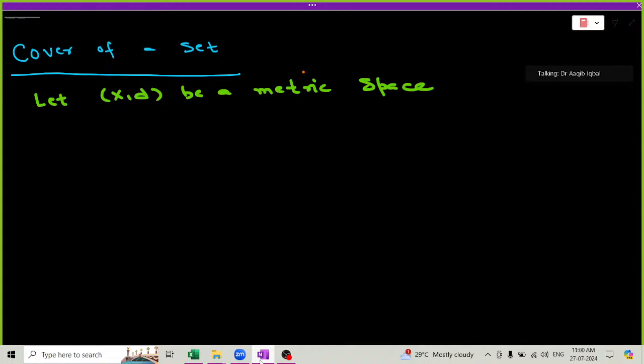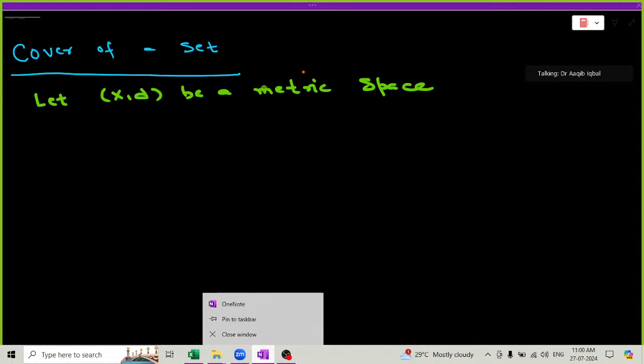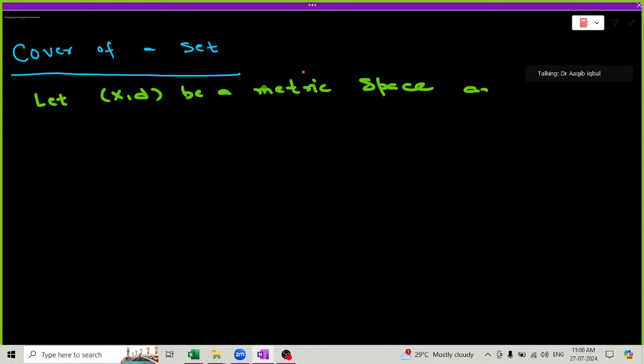So I'm giving you the definition of the cover of a set. What we mean by a cover. Let (X, d) be a metric space and A be a subset of X. Now, we'll be using this symbol, bold face B sub A, and you have to remember what we will use it for.